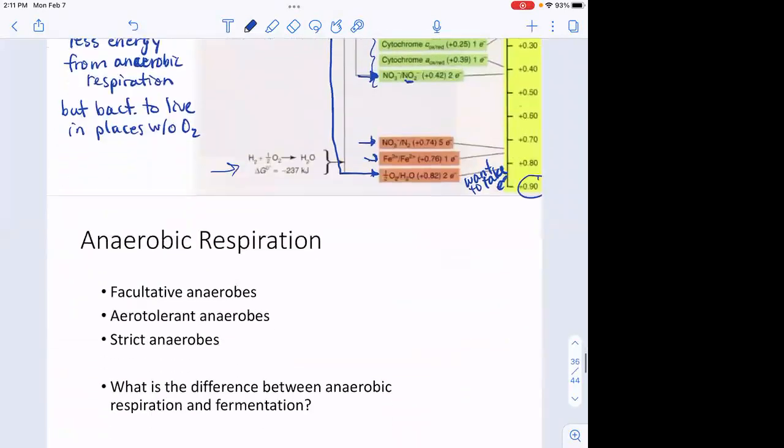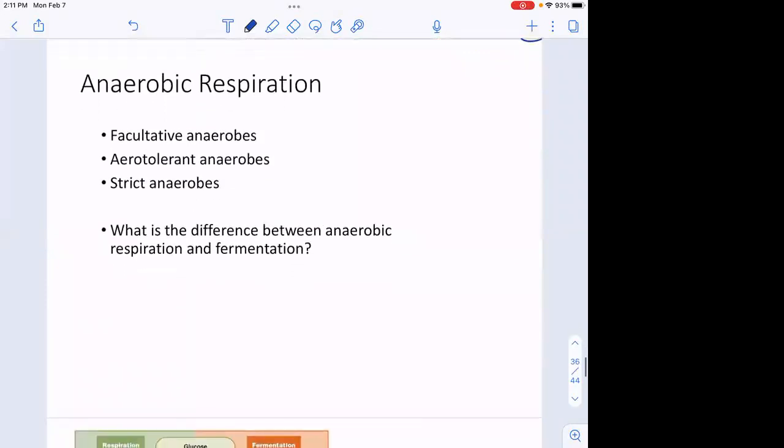Okay, so who does anaerobic respiration? These are organisms that are considered facultative anaerobes. Remember, facultative means flexible metabolism: aerotolerant anaerobes, strict anaerobes. Pretty much everybody except strict aerobes.